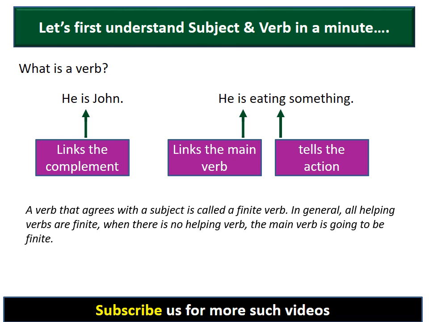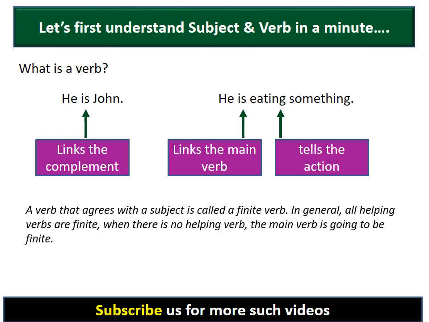Now you should remember the verb which agrees with a subject is called a finite verb. Finite verb I have discussed in detail in a video. If you want, you can watch that full video. You will be clear with all types of finite verbs also. But right now, to understand it in short, you should remember all the helping verbs. Whenever you see there is a helping verb like in this sentence, then helping verb is going to be the finite verb and the other verb is going to be non-finite.